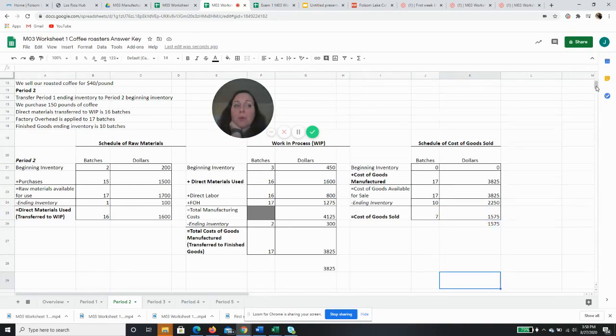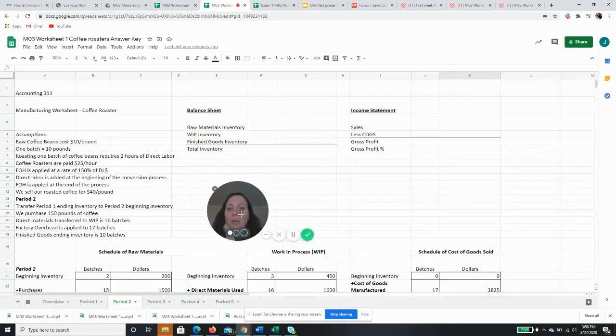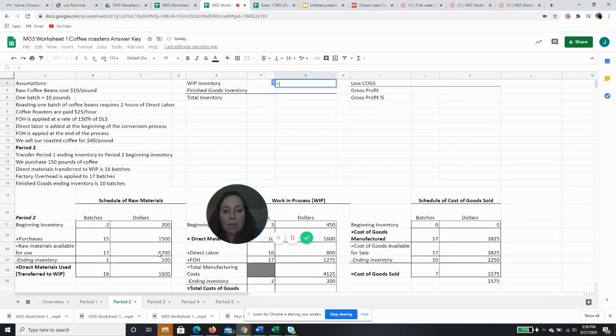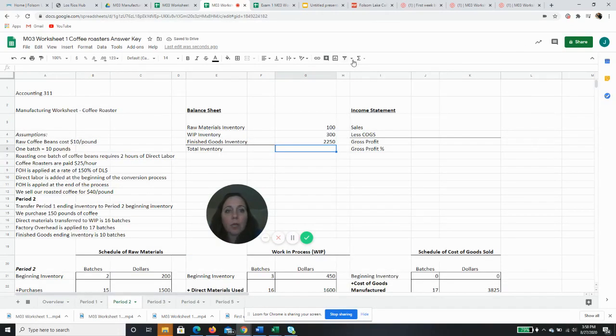All right, so before we finish period 2, let's go do our financial statements. So our raw materials ending inventory this period was 100. Our WIP ending inventory was 300. And our finished goods ending inventory was 2,250. So our total ending inventory was 2,650.